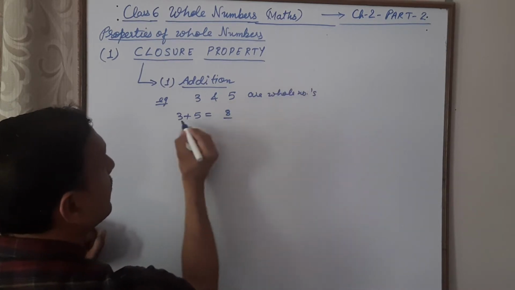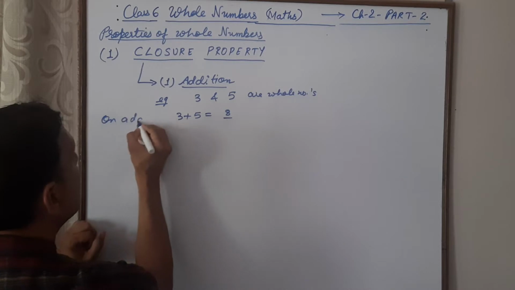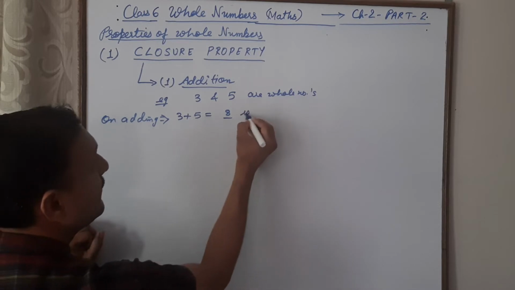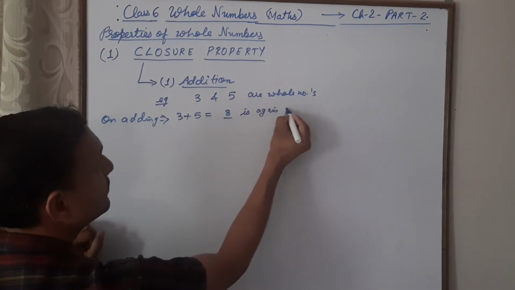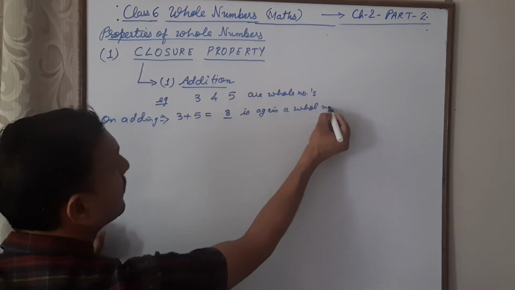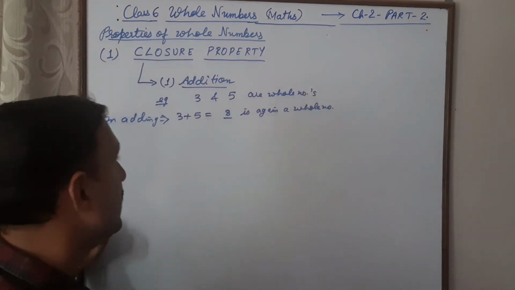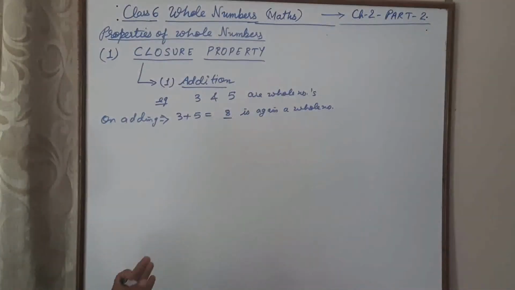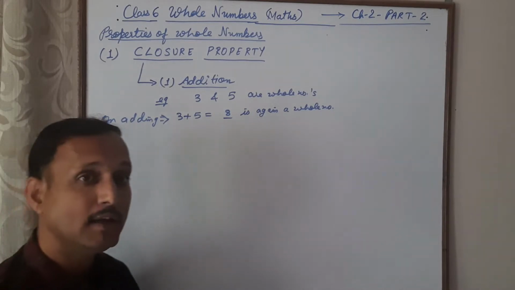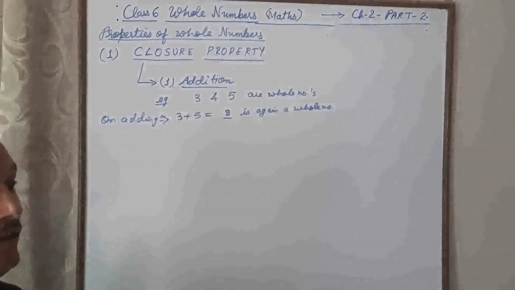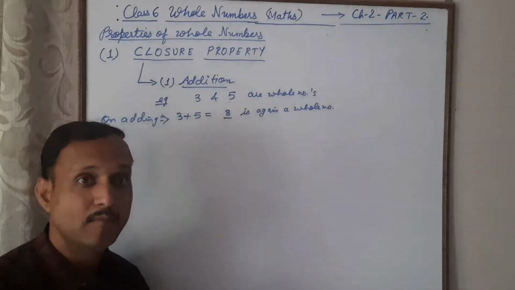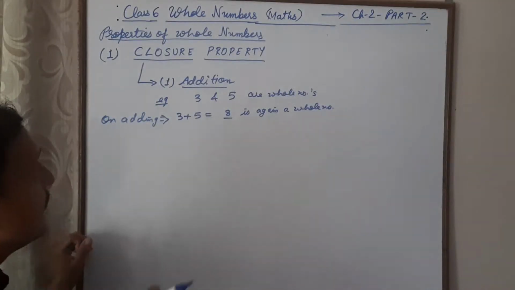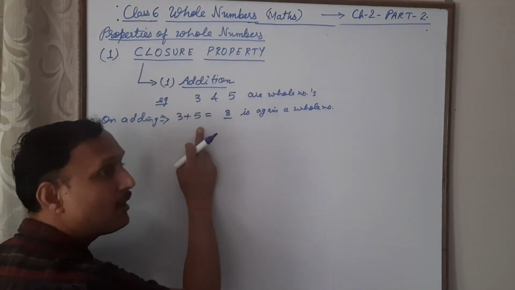And on adding 3 and 5, 3 plus 5 equals 8. 8 is again a whole number. So when we add two whole numbers, we are again getting a whole number. So this property is called closure property of addition. Means addition is closed for whole numbers. So when we add two whole numbers, again we are getting a whole number.